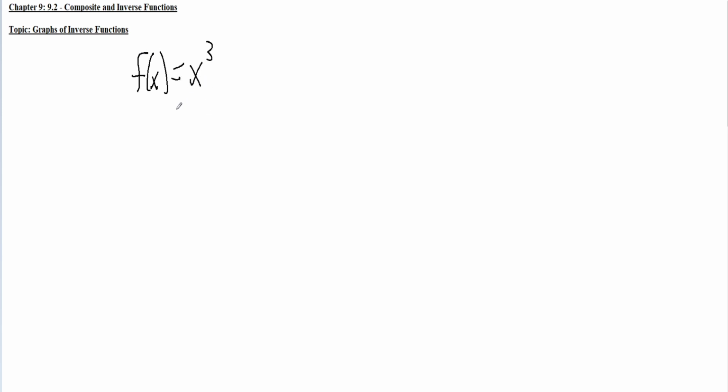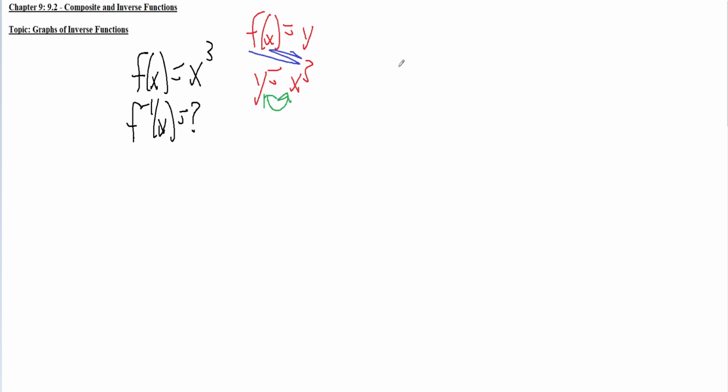So if we had the function f of x equal to x cubed, how do we go about finding its inverse function? Well, the simplest way to do that is to let f of x equal y, and this is just for an algebraic representation. And so we have y equal to x cubed, and then we can switch the placement of the x and y, so that we have x equal to y cubed, and then we just solve for y.